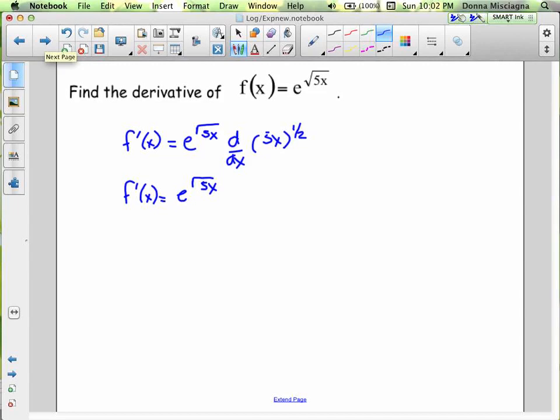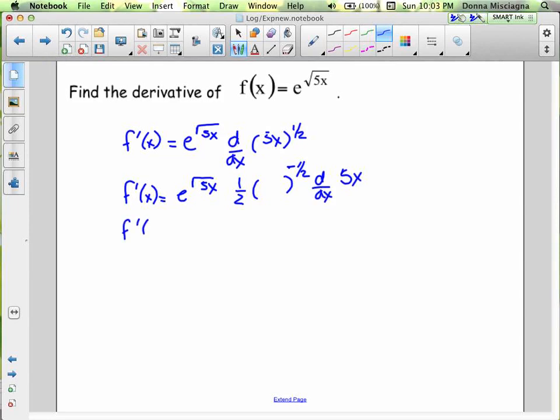All right, so we're going to have the derivative is going to be 1/2 blop, right, to the, now we're going to subtract by 1, so 1/2 minus 1 is going to be negative 1/2, times the derivative of the inside part, right? So that would be the derivative of the 5x, right? So this one is a chain rule.